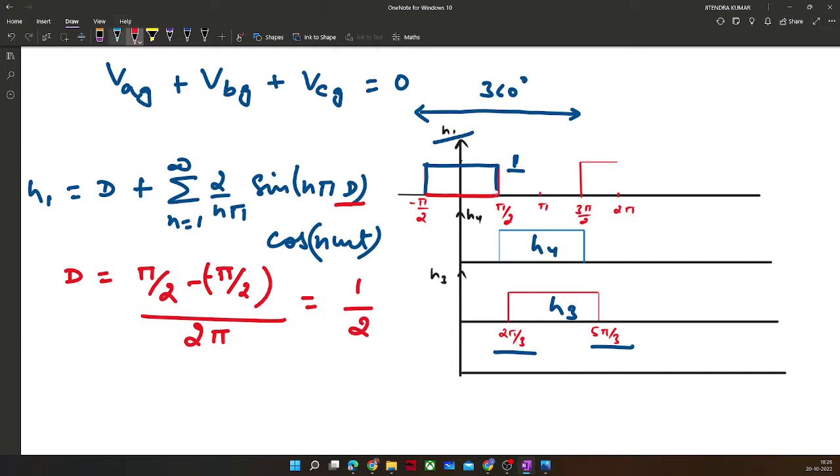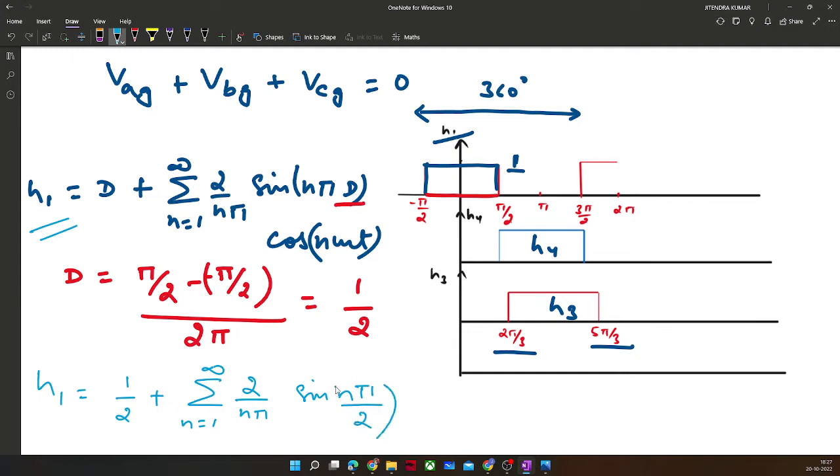Now we will put it in this equation. So H1 would be equal to half plus 2 by n pi sine n pi D, D is half, cos n omega t. So this will be Fourier series of first switch. Why it was necessary to compute Fourier series of first switch? You might be wondering. So let me tell you.